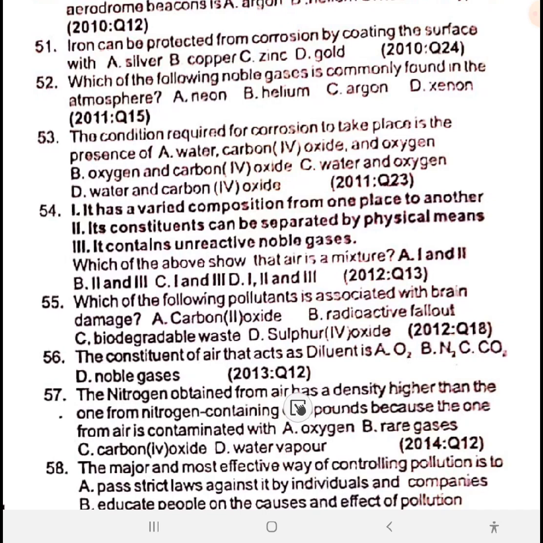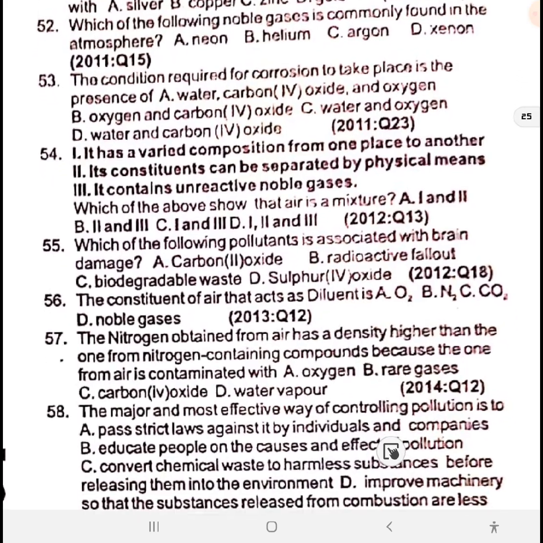The same thing if you're making use of a charcoal stove to cook. After you leave it for some time, it will go off by itself. It will quench the fire. This is because of nitrogen in the air. The nitrogen obtained from air has a density higher than that from nitrogen containing compounds because of rare gases. Repeated question. 57 is option B.